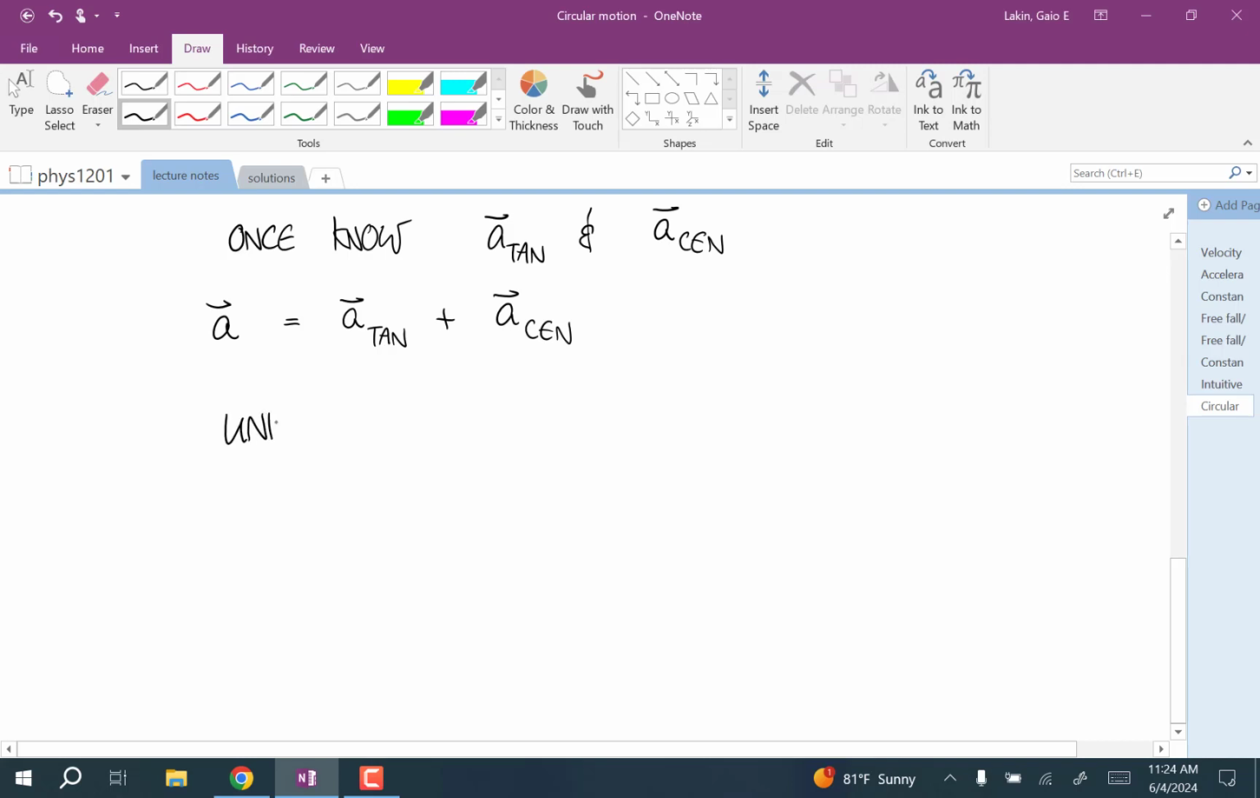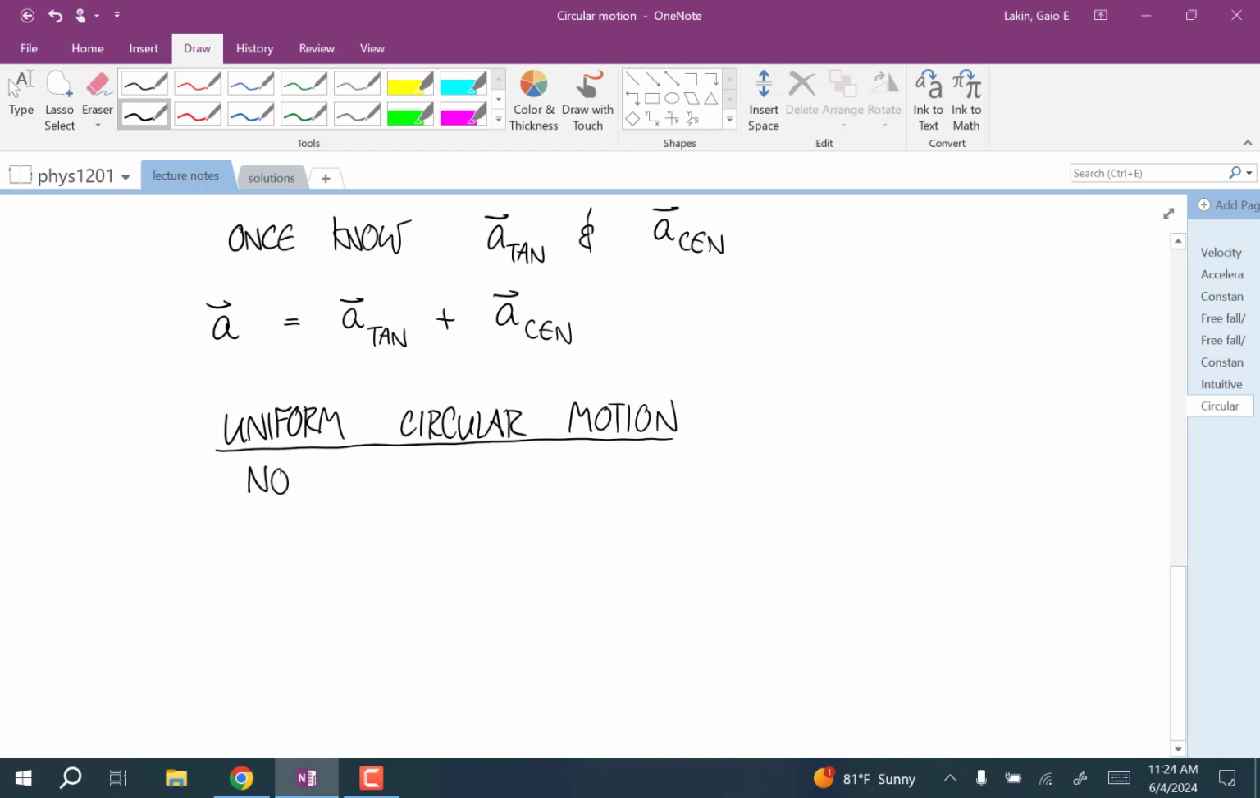There are two types of circular motion. The first is uniform circular motion. This is when the object is not changing speeds. Well, think about these two parts of the acceleration, the centripetal and the tangential. Which one of those determines the speed change? It's the tangential acceleration, because that's the one that's equal to our A parallel.